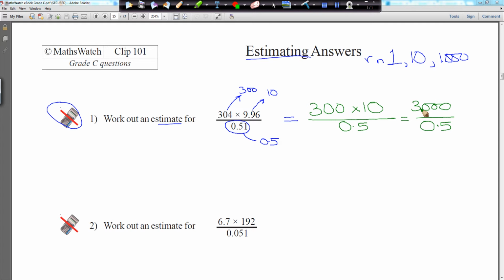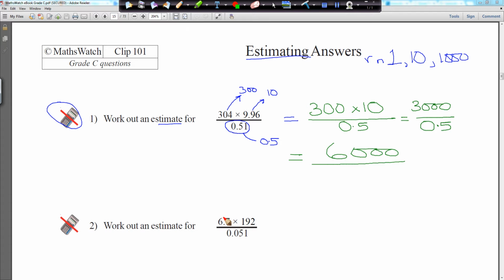Think of it like this. You have 3000 cakes. You divide them into halves. How many half pieces will you have? And the answer is you will have 6000 half pieces. So when you divide by a half, you double the answer. So that's the answer for the first question. Now let's look at the second one now. That's done.